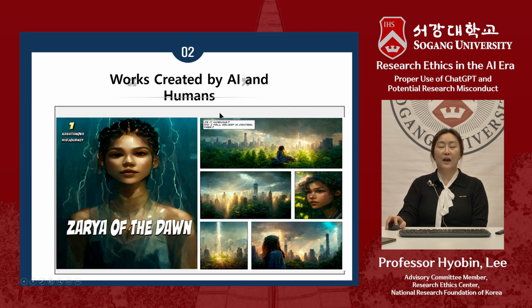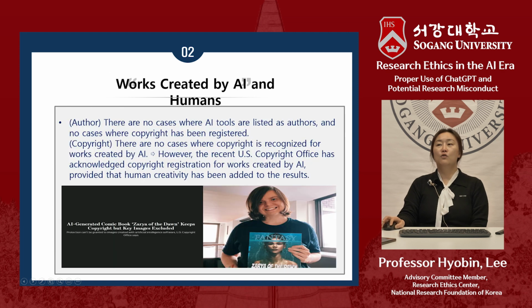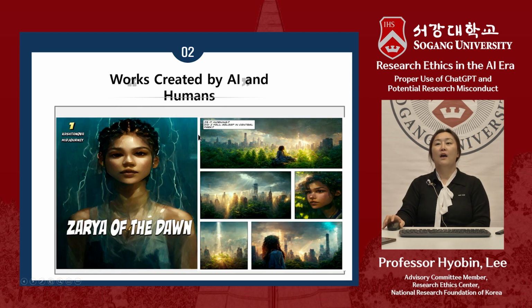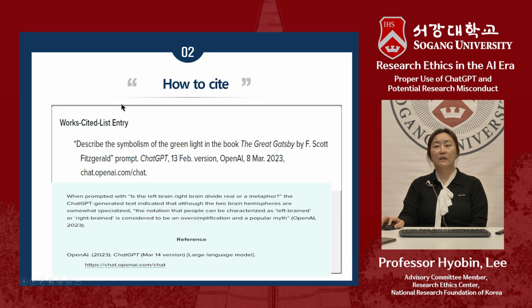And this is how to cite. So if you use ChatGPT, you should cite, and this is how to cite. You put quotation marks, and then put what you wrote to ChatGPT. So this is the prompt: Describe the symbolism of the green light in the book The Great Gatsby, F. Scott Fitzgerald. You put the prompt this way, then ChatGPT, version, date, and URL. The reference is the same: OpenAI, ChatGPT, URL.